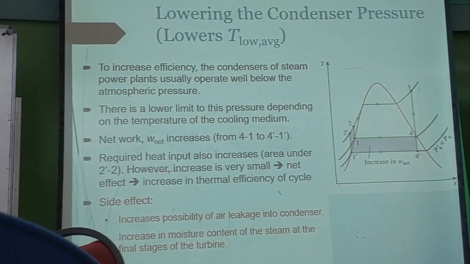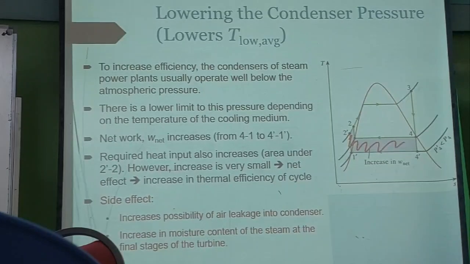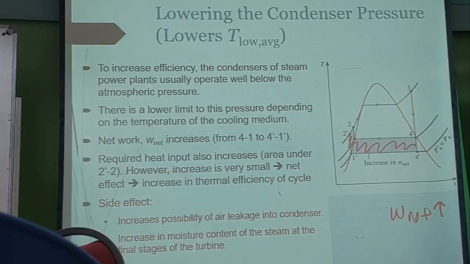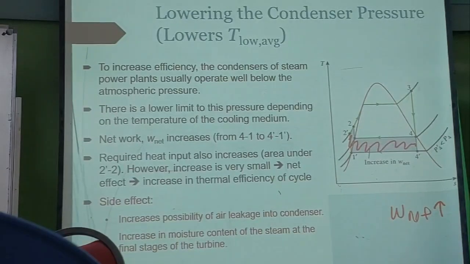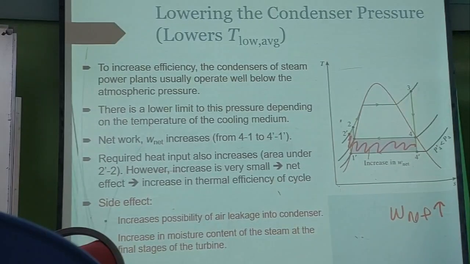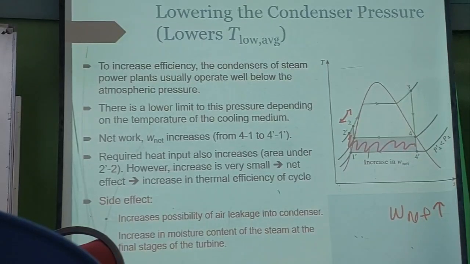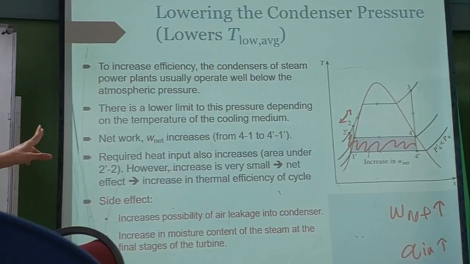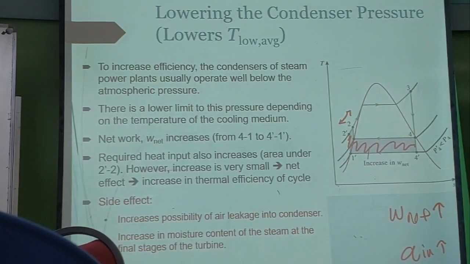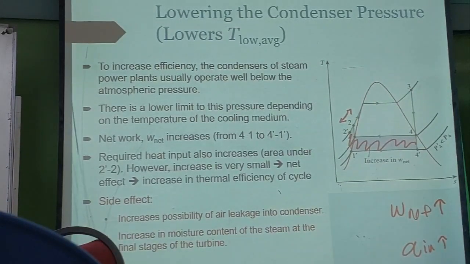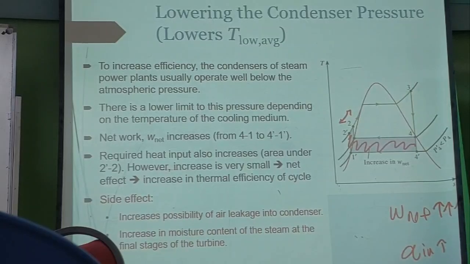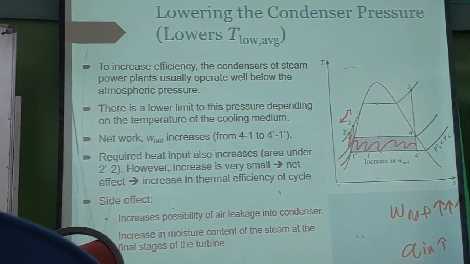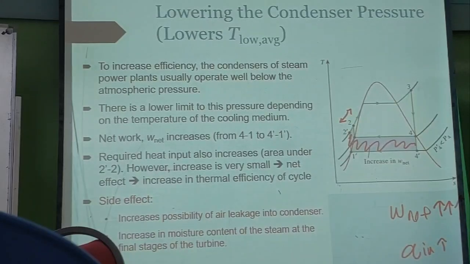So you can see that from here, you are increasing the area under the graph, which means you are increasing the W net. But of course, don't forget, because of the shift to 2 prime, actually Q in also increases, because you are adding a bit more heat, as you are heating it up from a lower temperature. But the increase in work is enough to overcome that, so then your efficiency can be increased.